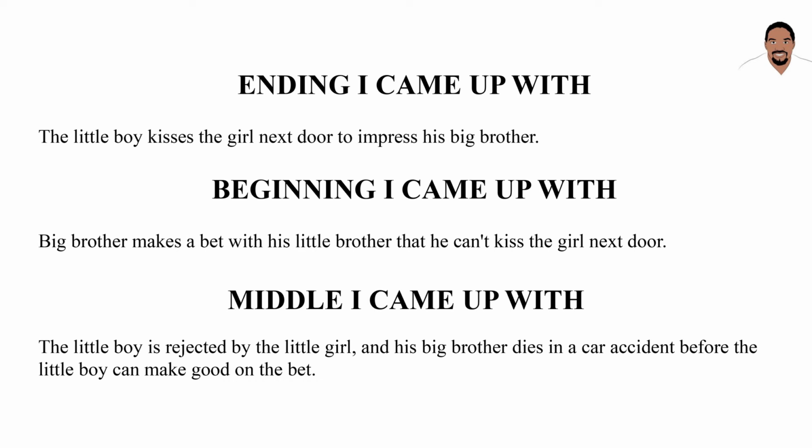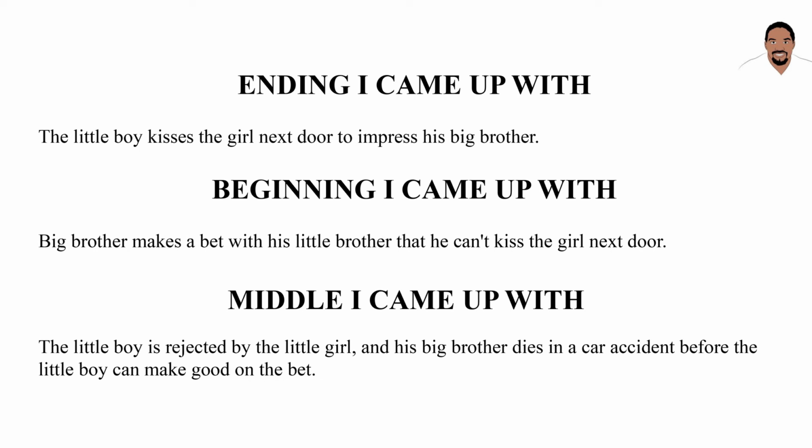All right. So let's put everything together. The bare bones structure is a big brother makes a bet with his little brother that he can't kiss the girl next door. The little boy is rejected by the little girl, and his brother dies in a car accident before the little boy can make good on the bet. And then finally, the little boy kisses the girl next door to impress his big brother. Okay, so that is not bad at all. It's compelling. It has an actionable beginning, middle, and end.